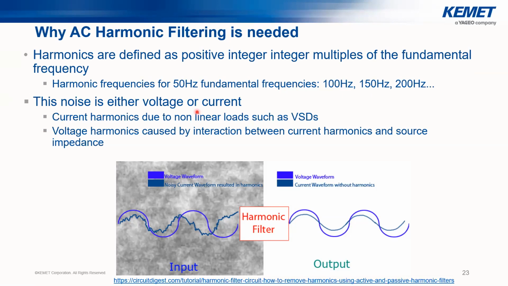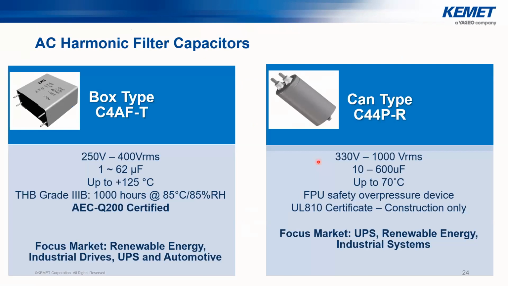And the noise can be voltage or current, which really means that the ripple current capability of such capacitors becomes crucial. And ripple current capability of X or Y capacitors is usually not that high. This is why we have special dedicated series for such AC harmonic filtering. The current harmonics could be there due to nonlinear loads such as variable speed drives, and when these nonlinear loads interact with your source impedance, you have voltage harmonics because of that. And because of this, you need special series for filtering out such AC harmonic noises.